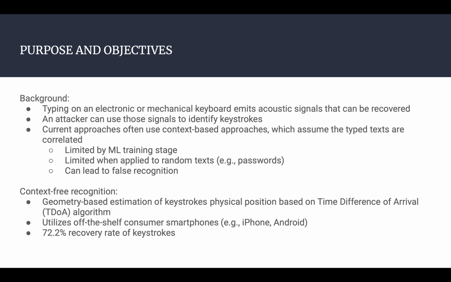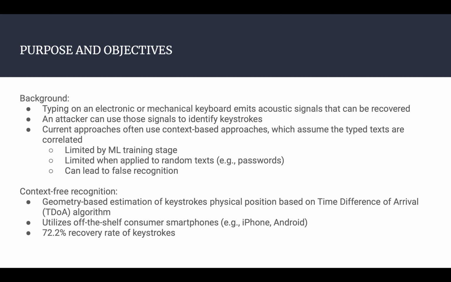So the researchers of this paper thought that by collecting the acoustic emanations from a keyboard using off-the-shelf smartphones, they could determine the typed key's physical position in a geometrical way. And so for each pair of microphones, they measure the difference of distance range from the key to each microphone to estimate the position of the key on a 2D plane.